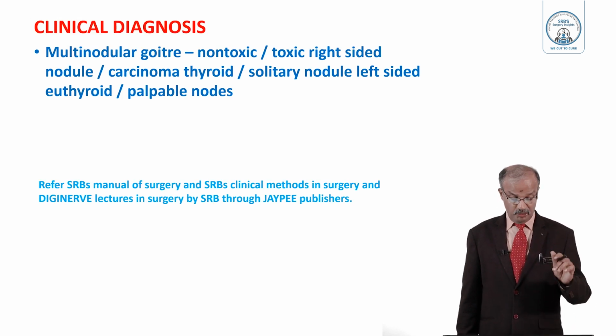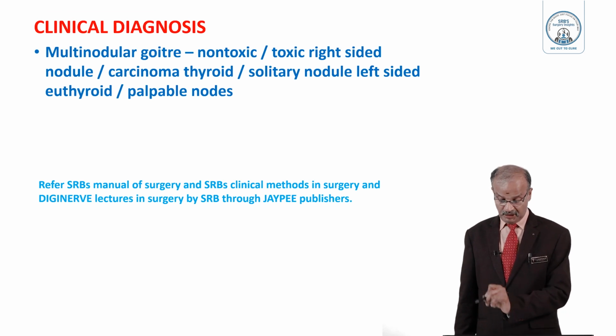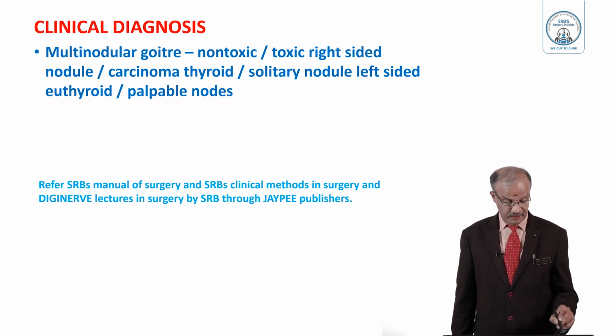So for clinical diagnosis, you can put it this way: multinodular goiter, non-toxic or toxic, right side. You should write it properly.